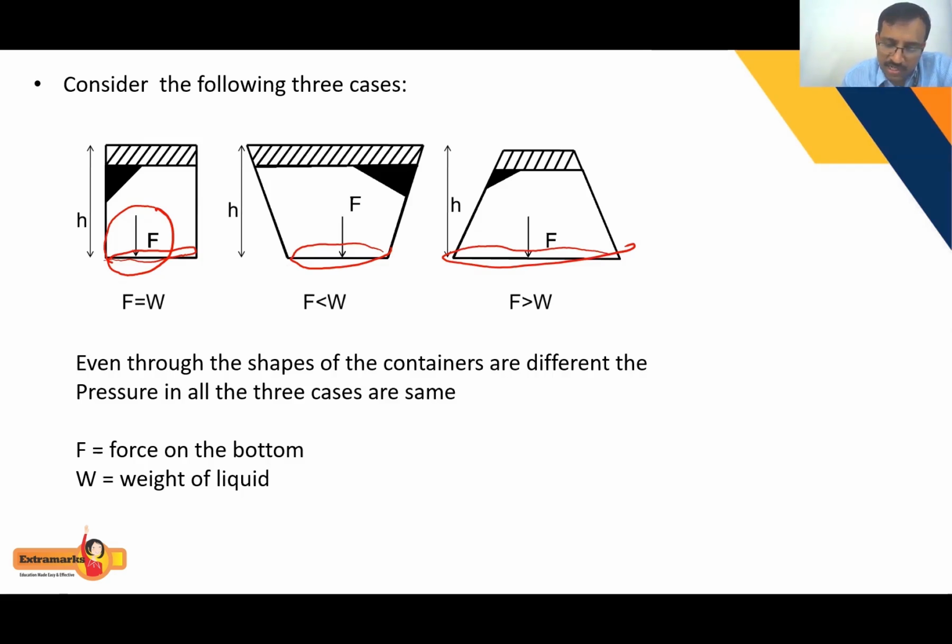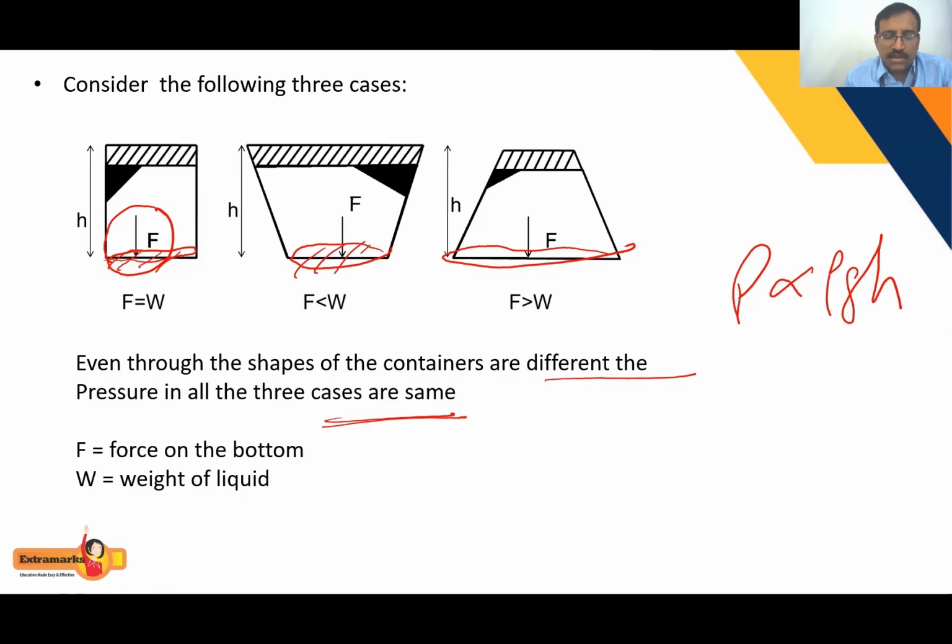Even though the shapes of the containers are different, pressure in all three cases is the same. Why? Because the area is the same. So obviously pressure depends on rho g h, and the heights are the same. Whatever the area or the force, pressure is directly proportional to rho g h. Same liquid, so density is the same at the given place, same g, and all the containers have the same height. That is the reason why rho g h is the same for every bottom.